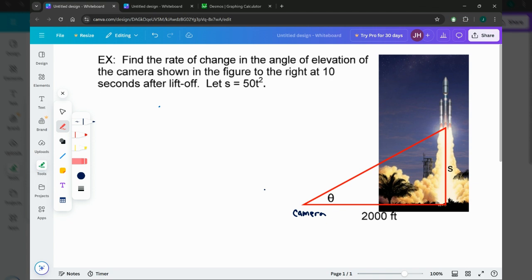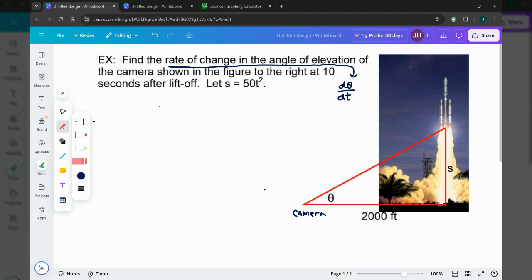And if you see the S in the flames there, S is equal to 50t squared. Ladies and gentlemen, it says, I want to find the rate of change in the angle of elevation. What is that? That, ladies and gentlemen, is d theta dt. The rate of change in r is dr dt. The rate of change in height, h, is dh dt. The rate of change in theta is d theta dt.